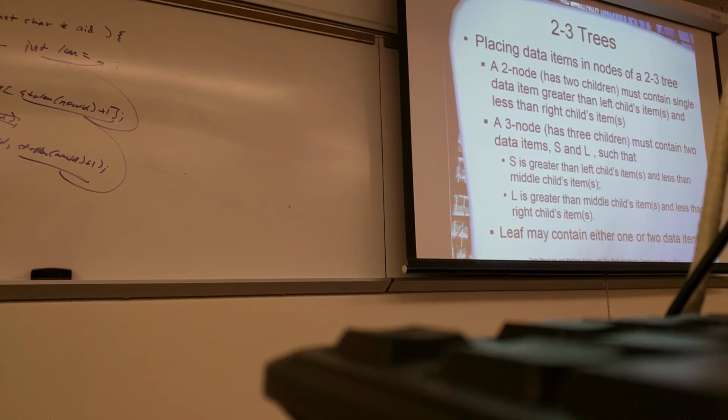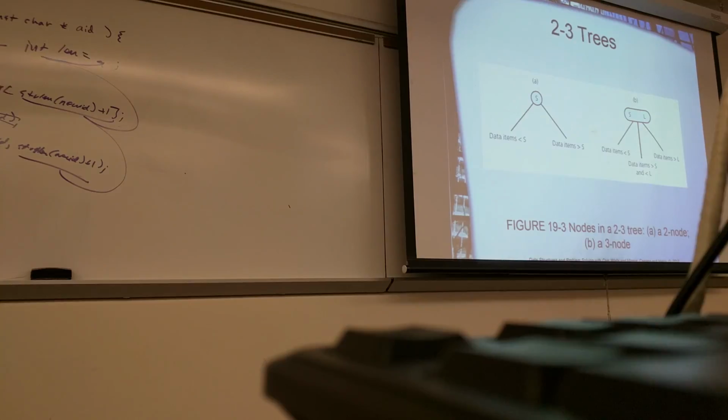Yeah. Right? So the root node. Notice also that, I want to emphasize, there are no nodes with one child. Nodes either have zero children, in which case it's a leaf, or it has two or three children. There are no nodes with one child.